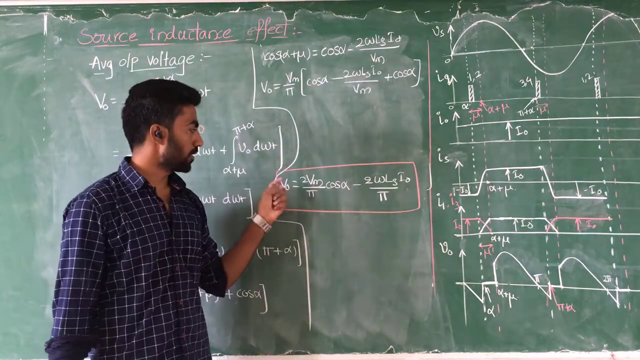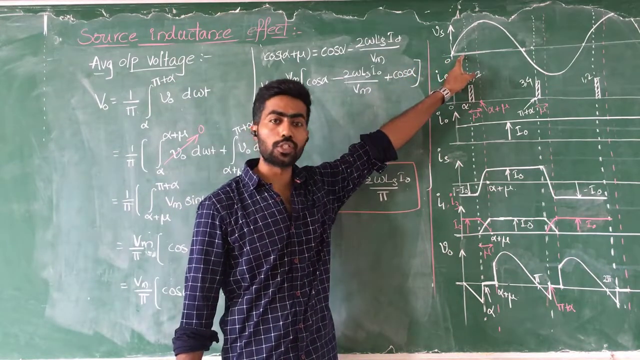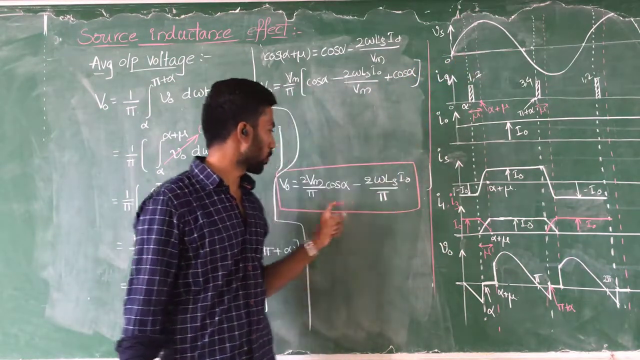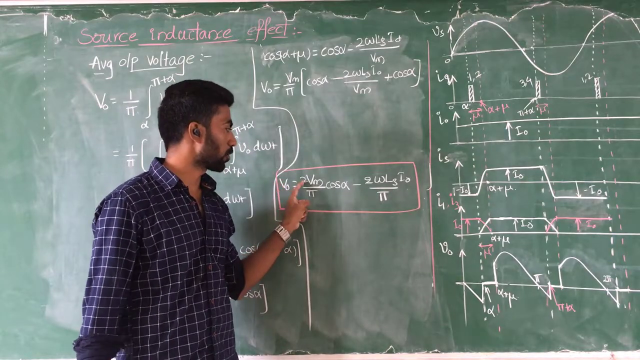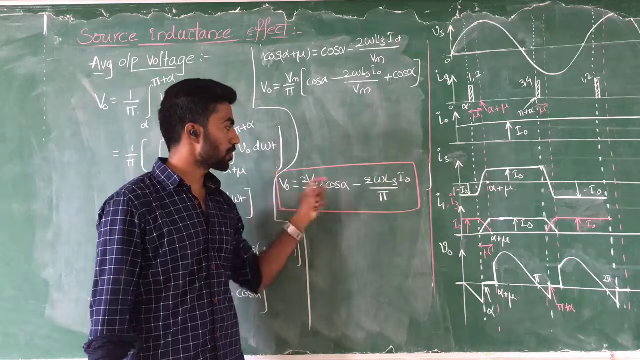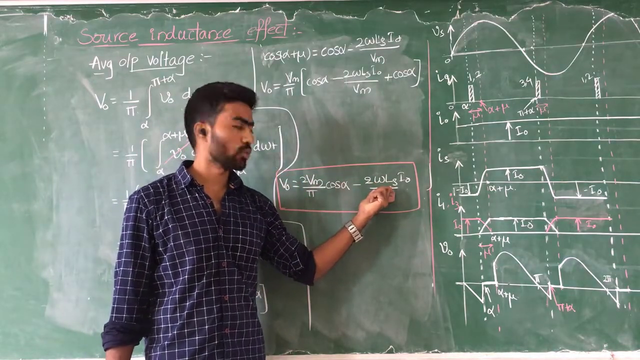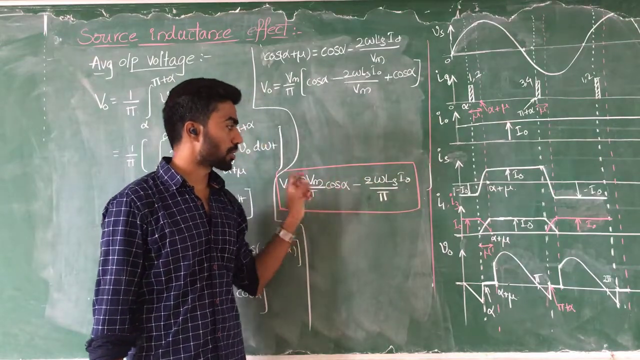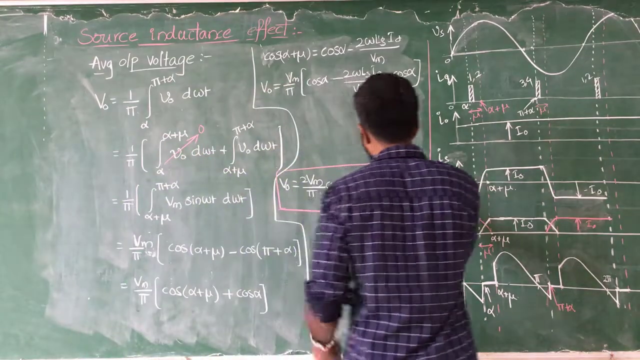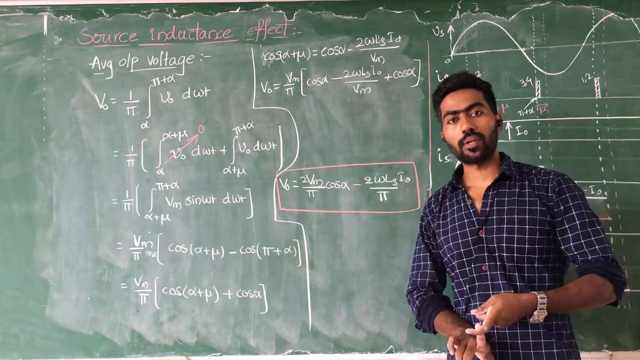If you clearly notice, if the source inductance Ls was 0, what was the V naught voltage? V naught is equal to 2 Vm by pi cos alpha. Because of the source inductance, this voltage magnitude has been reduced by this term. This value has been reduced from the output voltage. That is also one drawback of source inductance.